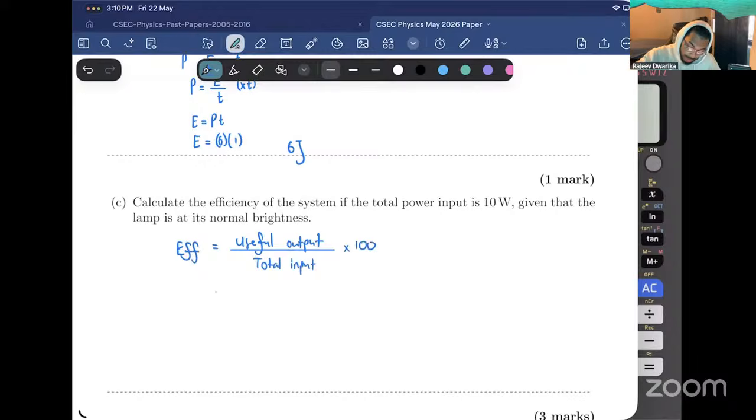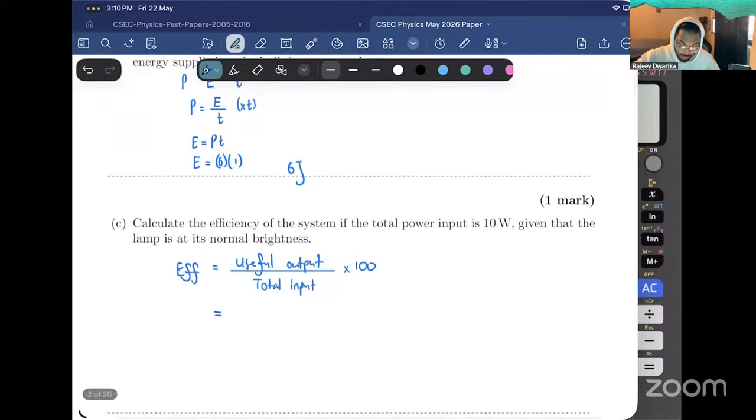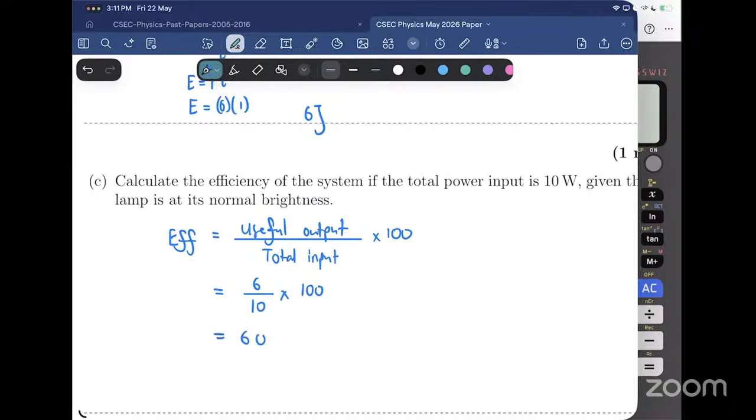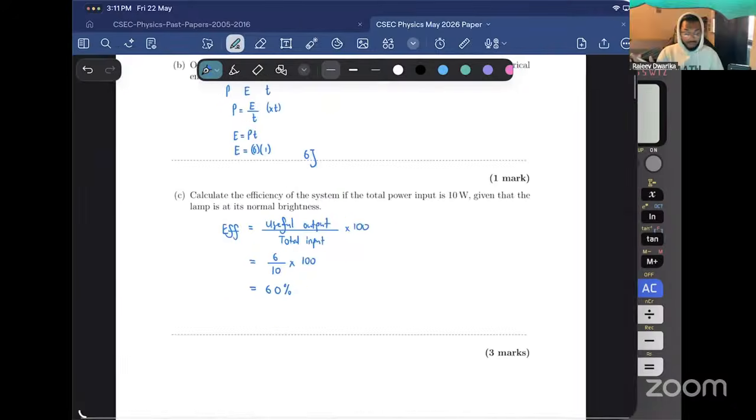And this makes sense because, okay, if I only use 6 watts out of the 10, then I could find this as a percentage by multiplying it by 100. What percentage is that, chat? 60. 60%.